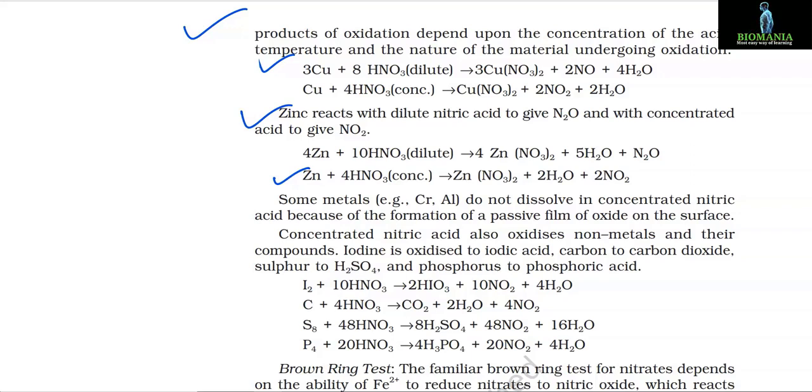Some metals, for example chromium and aluminium, do not dissolve in concentrated nitric acid because of the formation of a passive film of oxide on the surface. Concentrated nitric acid also oxidizes nonmetals and their compounds. Iodine is oxidized to iodic acid, carbon to carbon dioxide, sulfur to H2SO4 and phosphorus to phosphoric acid.